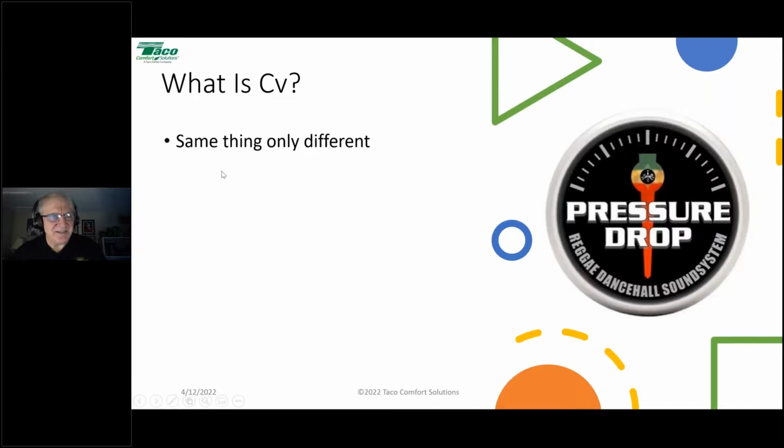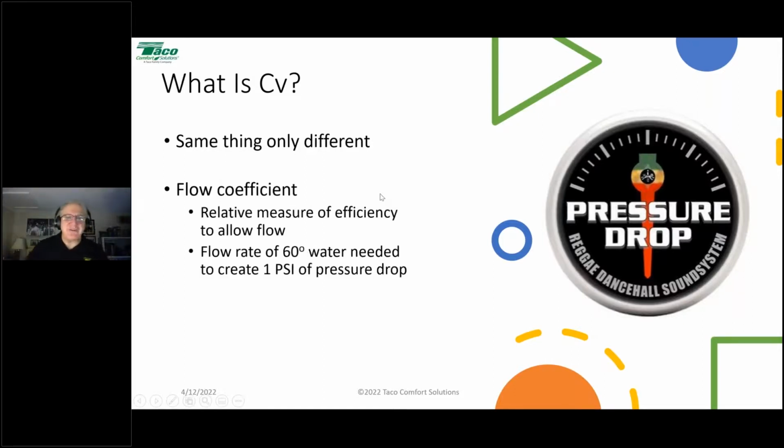So let's take a look. Flow coefficient is a good term for this. It's a relative measure of efficiency through that valve to allow flow. And it's the flow rate of 60-degree water across a piping component needed to create 1 psi of pressure drop.